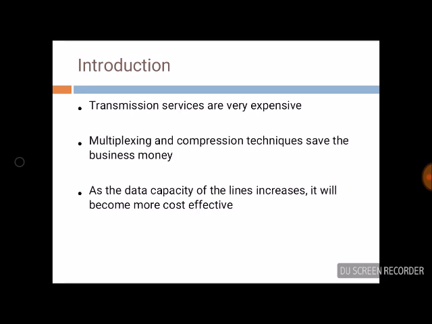Now, you want to know why we need multiplexing. What is it all about? What's the use? Transmission nowadays can be very expensive. By using multiplexing and compression techniques, you can save a lot of money, or the business can save a lot of money. As the data capacity of the lines increases, it will become more and more cost effective. So basically, applying multiplexing can really save you a lot of money, and it can save you a lot of resources.